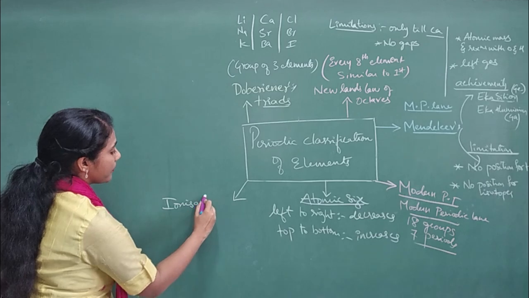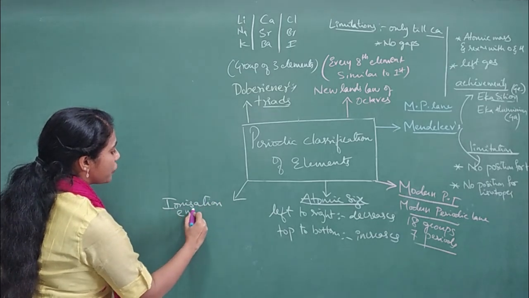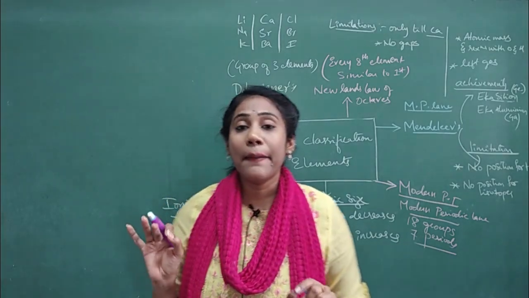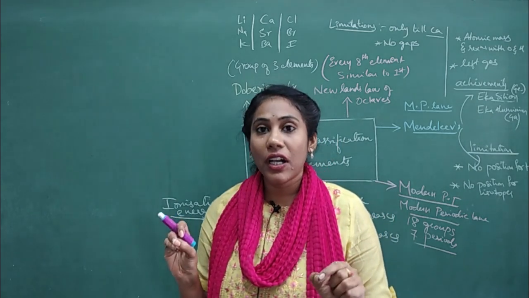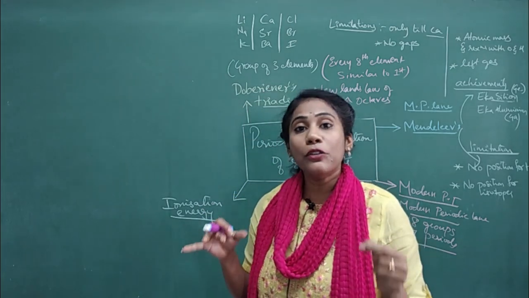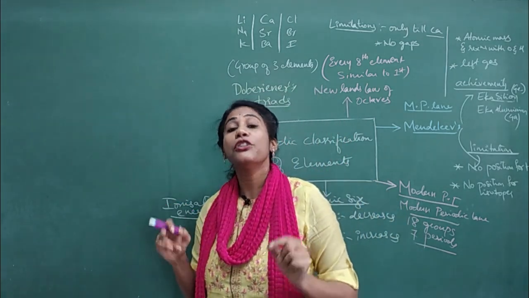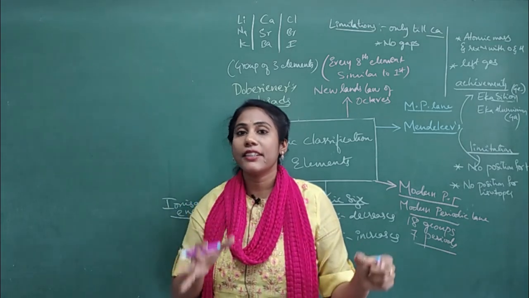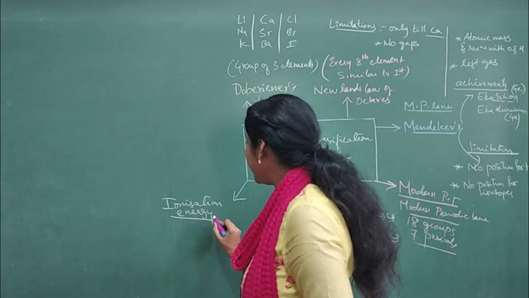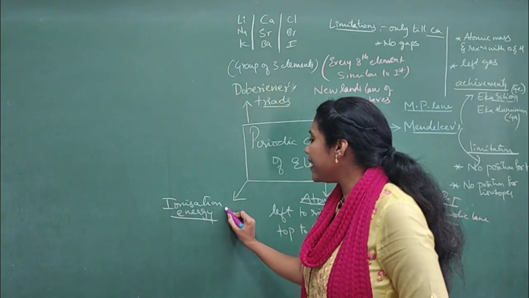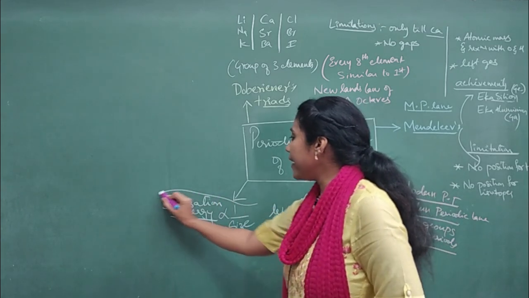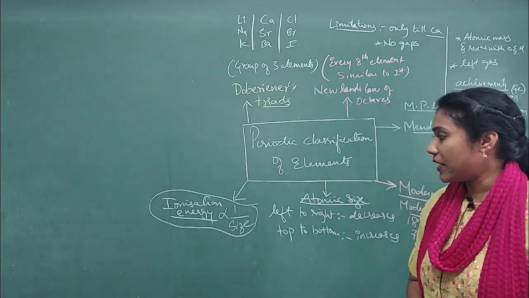The next periodic property that you have to concentrate on is ionization enthalpy, or ionization energy. What do you mean by ionization energy? It is the amount of energy required to remove the last electron. I repeat once again, the amount of energy required to remove the last electron is called ionization enthalpy. This ionization enthalpy is always inversely proportional to size. Remember, ionization enthalpy is always inversely proportional to size.